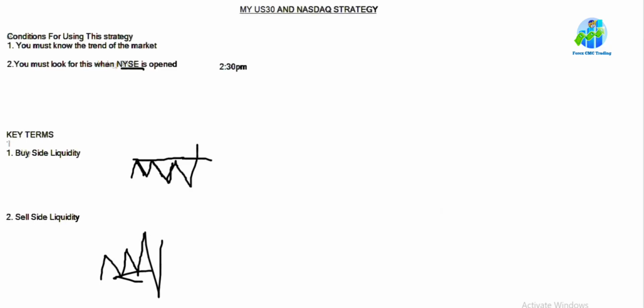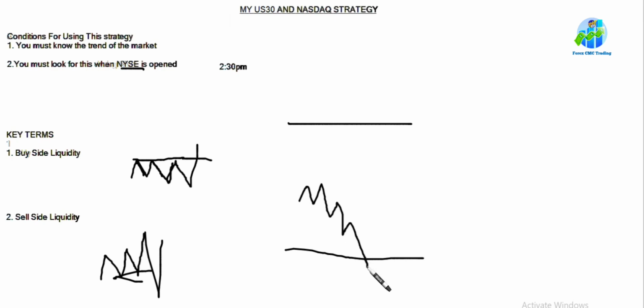Let me draw this so that you understand. Now, if I have seen my buy side liquidity and my sell side liquidity, what I do is I wait for the market to come and raid this sell side. That is, if I'm looking to buy, I wait for the market to raid this sell side. Then if this is the 1 hour time frame, like I did just now, I go to the 1 minute time frame.